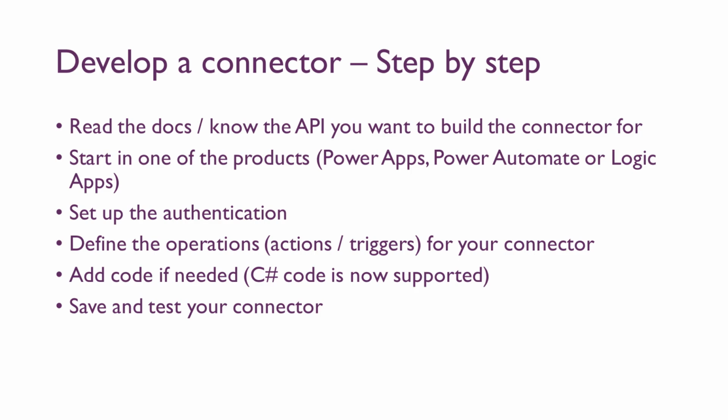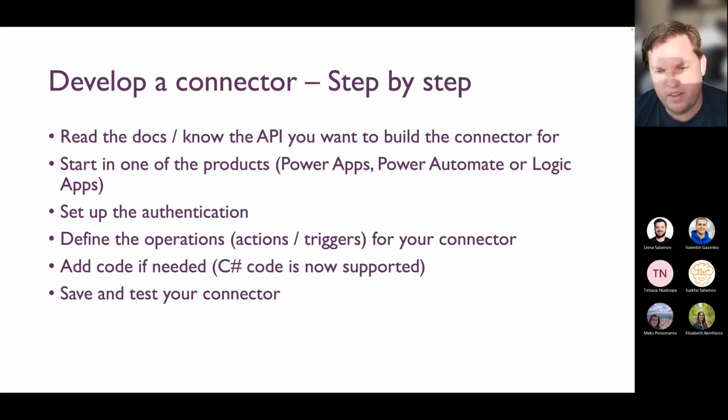The actions and triggers are the things that show up inside of Power Apps, Power Automate, and Logic Apps. So those are in Power Automate, for instance, and in Logic Apps, those are the blocks that you see and that you search for. And then after that, you can also add code if you want to. There are possibilities to transform the input, for instance, or the output from the API, and you can do that with C# code. So that's available now, and you can use that as well. And of course, at the end, save and test your connector.